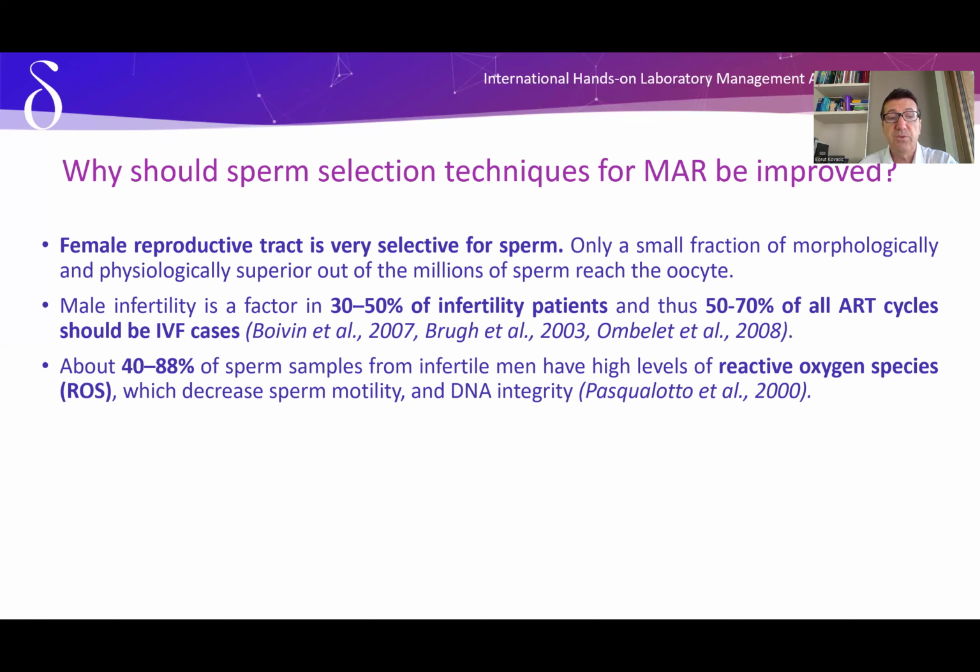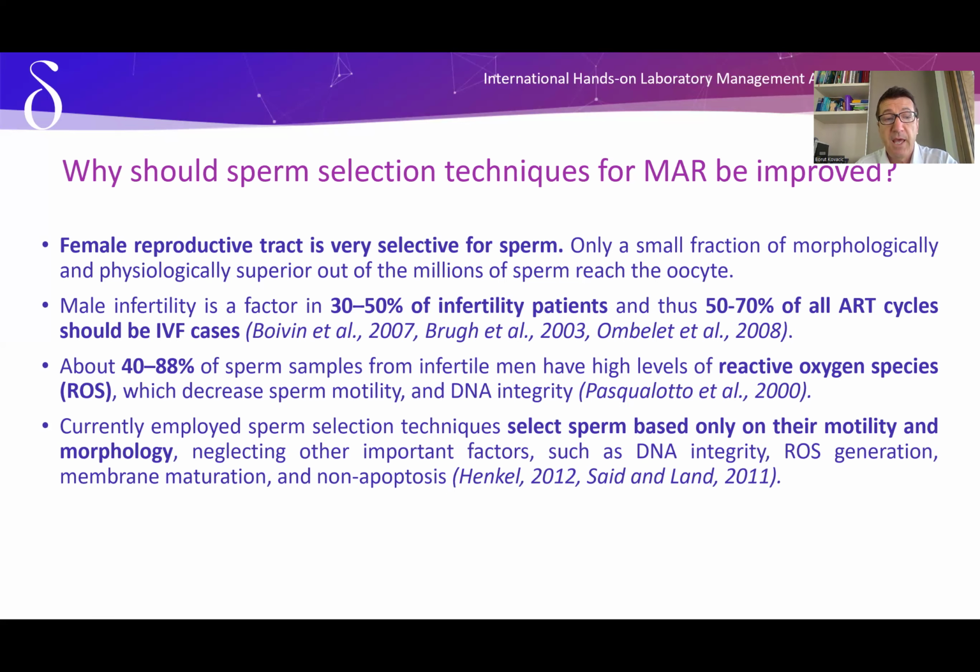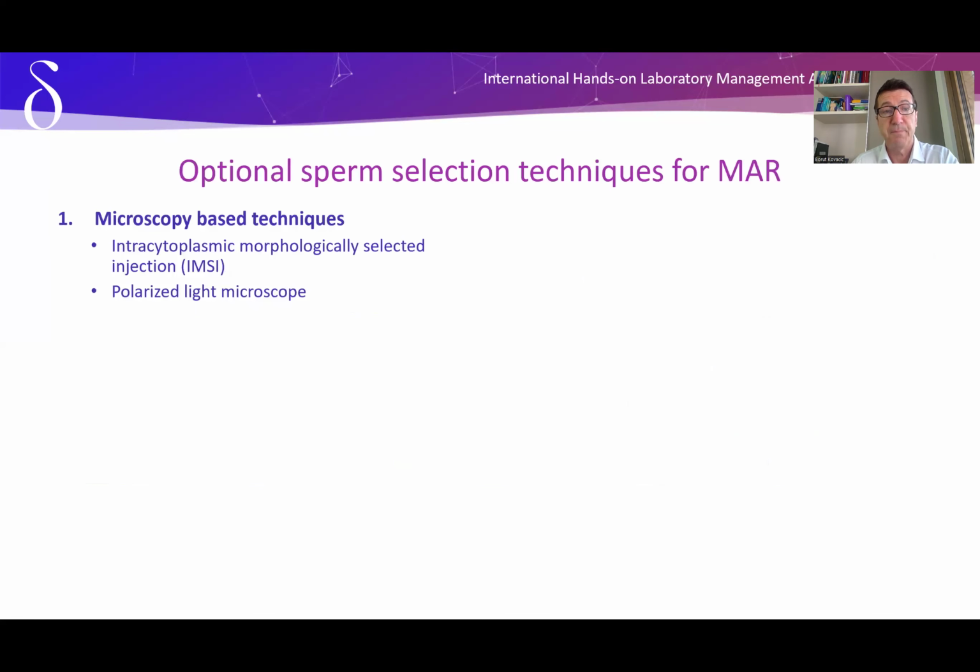And about 40 to 88% of sperm samples from infertile men have a high level of reactive oxygen species, which decreases sperm motility and DNA integrity. And currently employed sperm selection techniques completely neglect other important factors such as DNA integrity, reactive oxygen species generation, membrane maturation, and non-apoptosis. They are based only on sperm motility and morphology.